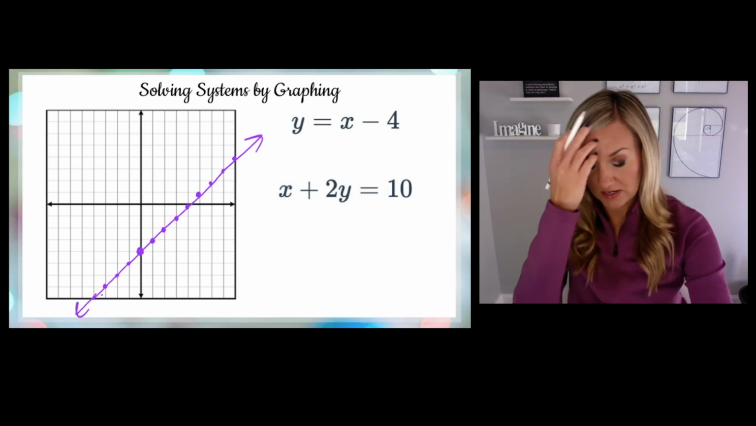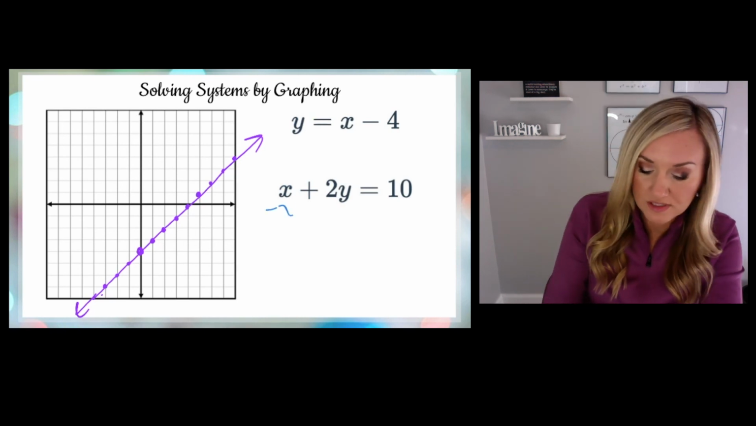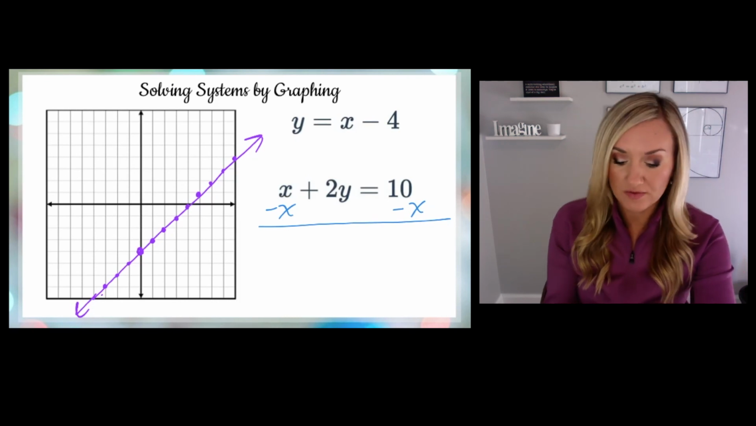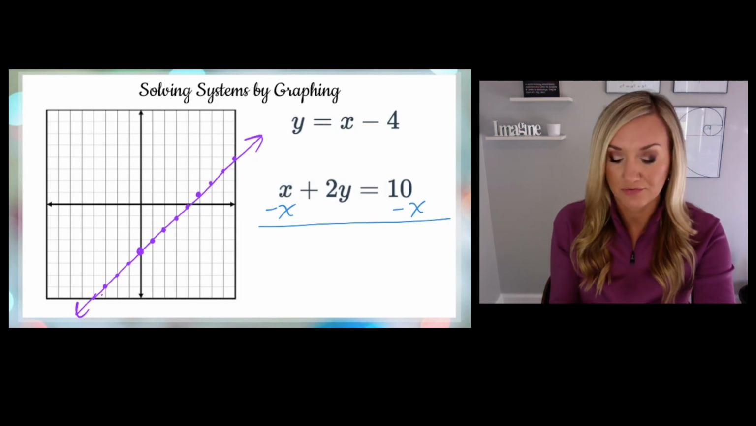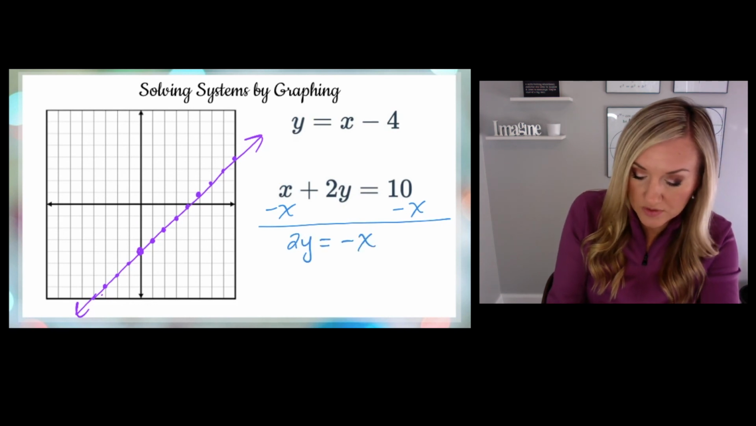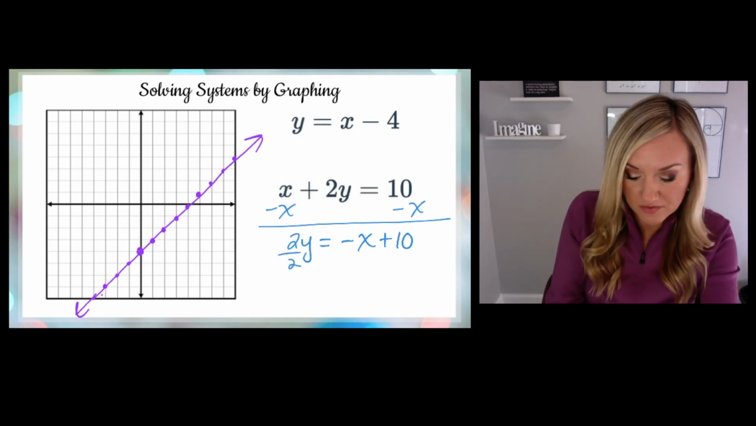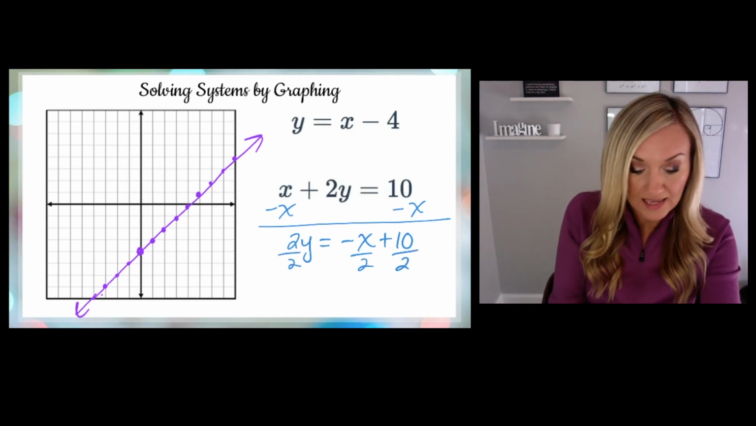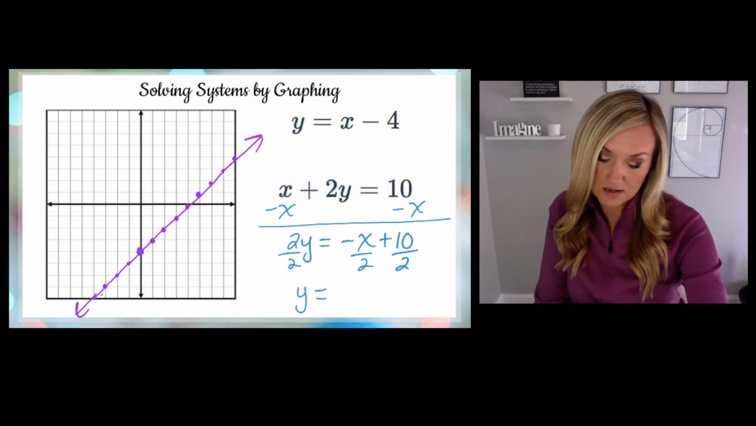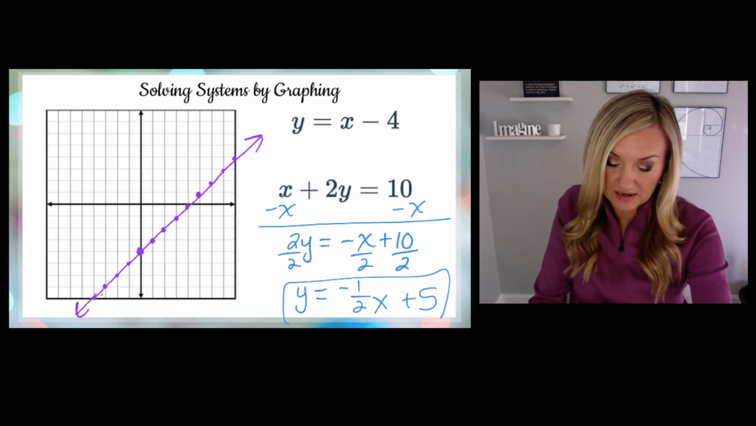All right, second equation, let's take a look at it. Our goal is to get y by itself, and it's in standard form, so we need to convert standard form to slope-intercept form by getting the y by itself. So I'm going to subtract the x from each side. So now I have 2y equals -x plus 10. Last step, let's divide by 2. And now the final answer is y equals -1/2 x plus 5.